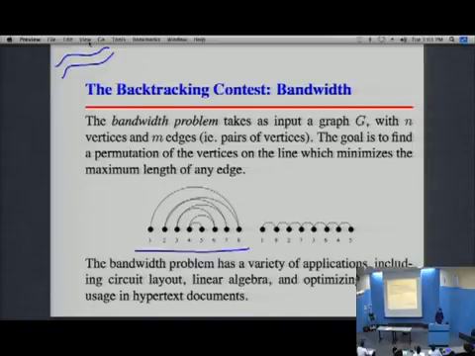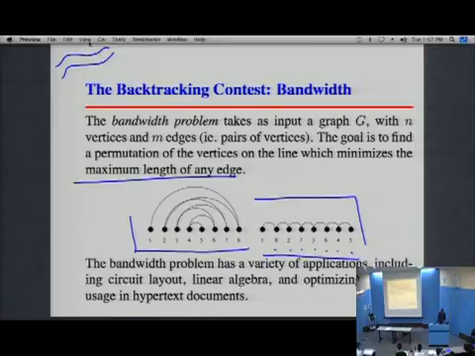We're going to put the vertices at points on a number line: 1, 2, 3, 4, 5, 6, 7, 8. The length of an edge is the number of vertices it spans. So you can view each one of the edges in this drawing as being of length 1 or of length 0, depending upon how you want to count it. And the goal is, given as input a graph, find an ordering of the vertices so that we minimize the maximum length of any edge.